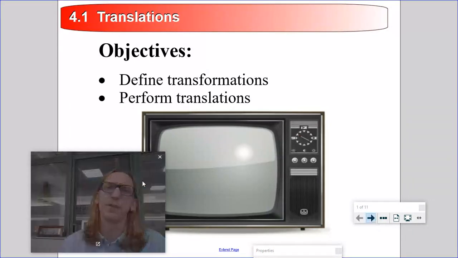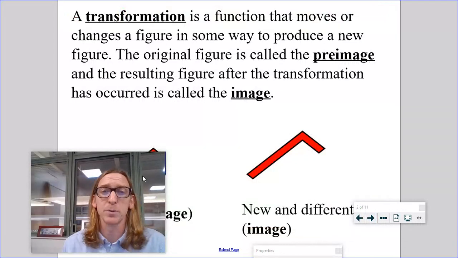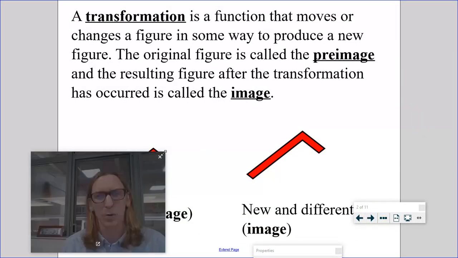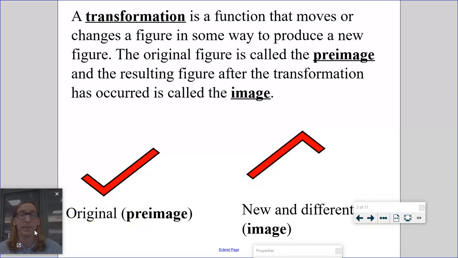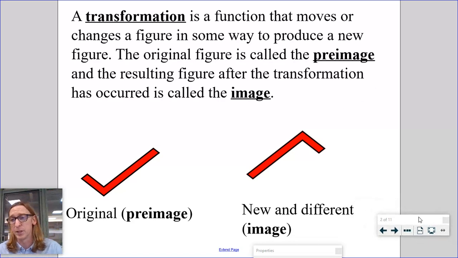Let's begin by defining what it means to transform something in the geometry world. Now, you've probably heard that word transform plenty of times before. It means to change something, and that same definition holds true in the world of geometry. A transformation is a function that moves or changes a figure in some way to produce a new figure. There's different types of transformations. We'll focus on them one at a time.